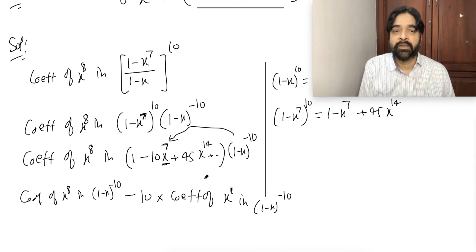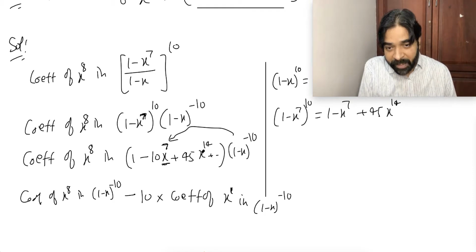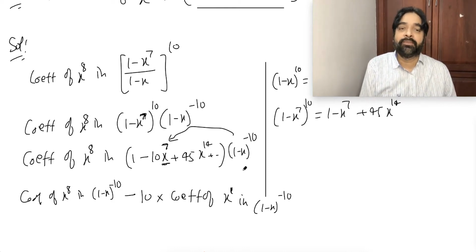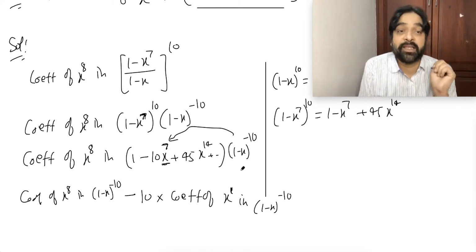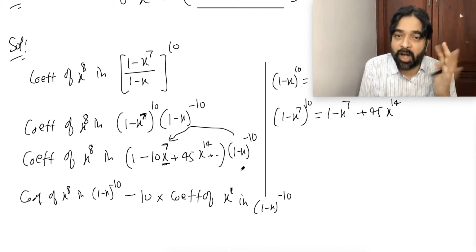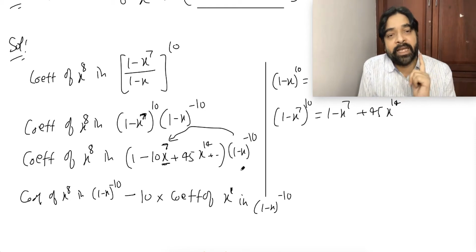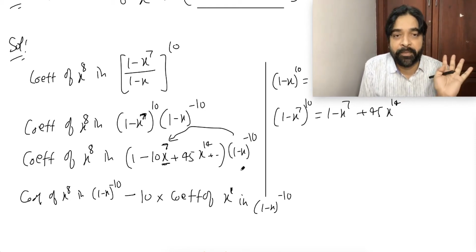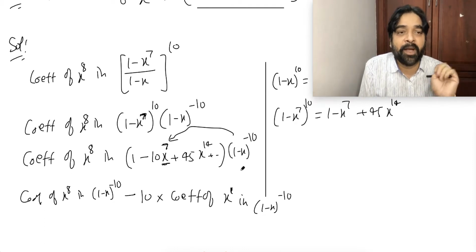Understood everybody? And when this is multiplied here, I want x power 10, x power 8, x power 14 to be already there. So this should give you x power minus 6, which is not possible, because any expansion cannot give you a negative power of x. Did you understand the point?